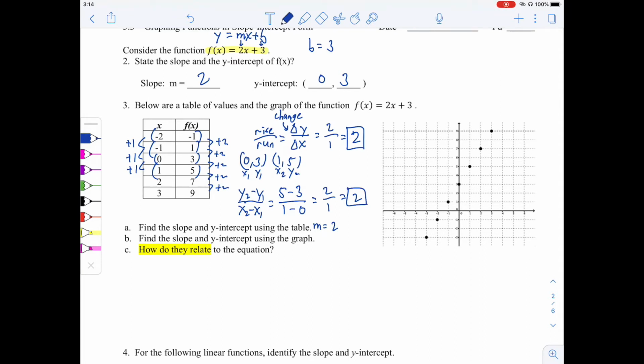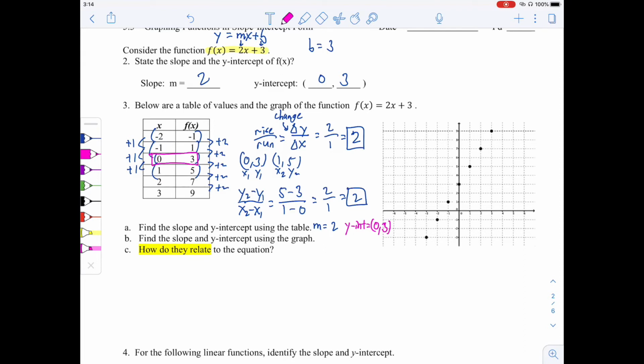And then your y-intercept is going to be whenever you have x equal to 0. So this one right here is 0, 3, whenever your x is 0, because that's going to be on your y-axis. So your y-intercept is 0, 3.